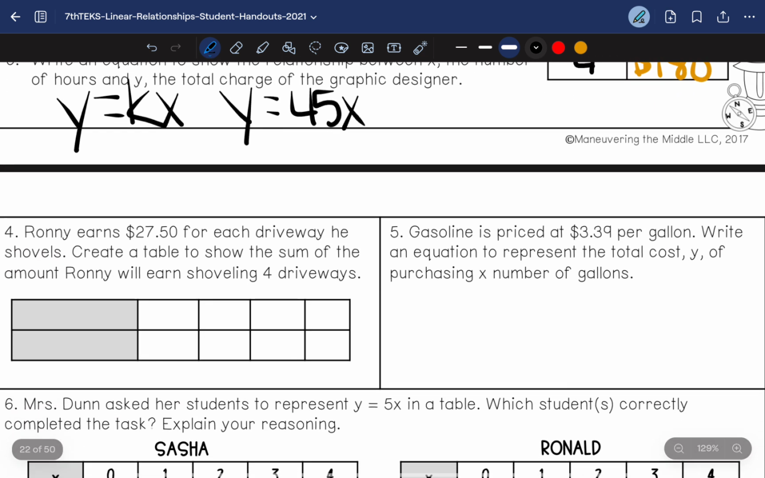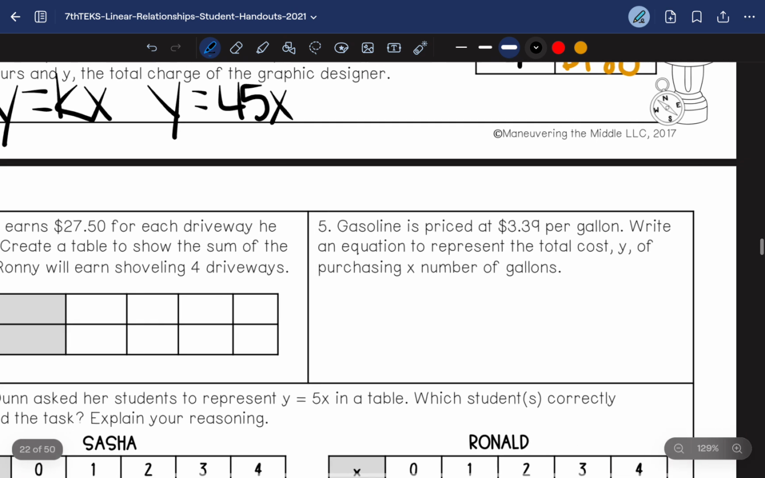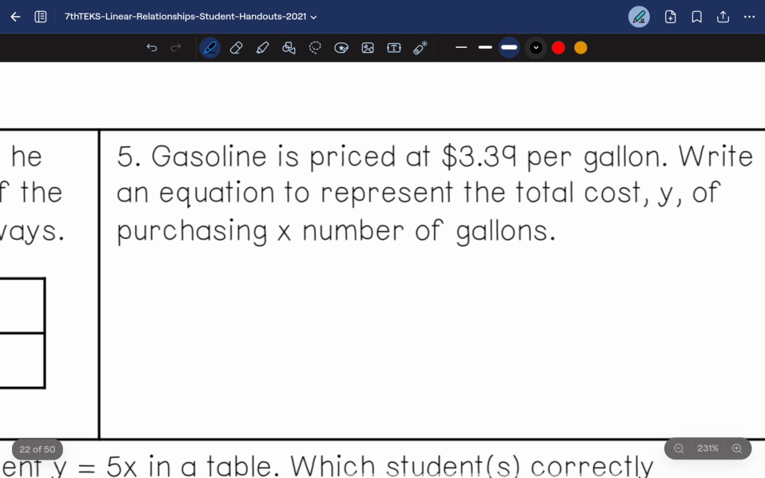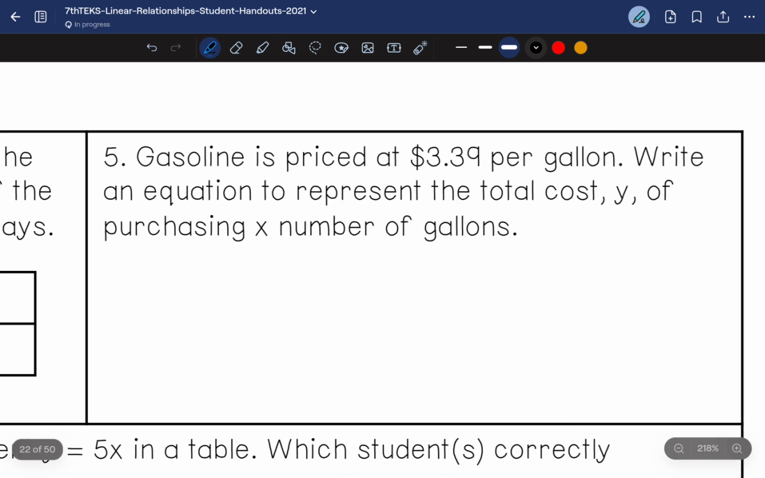Okay, we're not going to do number 4. We are going to do number 5. Number 5 says gasoline is priced at $3.39 per gallon. Write an equation to represent the total cost Y of purchasing X number of gallons.